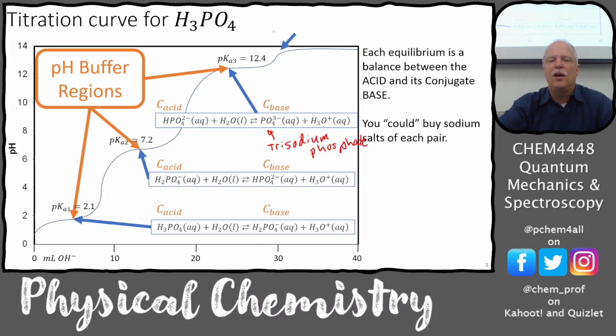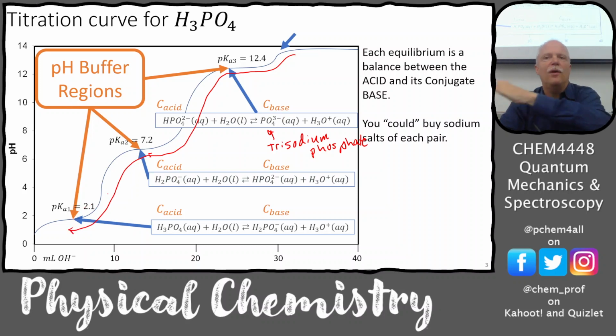You could start with all of the trisodium phosphate, and then when you're titrating with HCl, you're actually coming down this curve this way. You could stop right here and have a pH around 7.2, or you could keep going with this hydrochloric acid and stop right here and have a pH of 2.1. So whether you come from the right or the left, you can adjust that with the titration equipment.